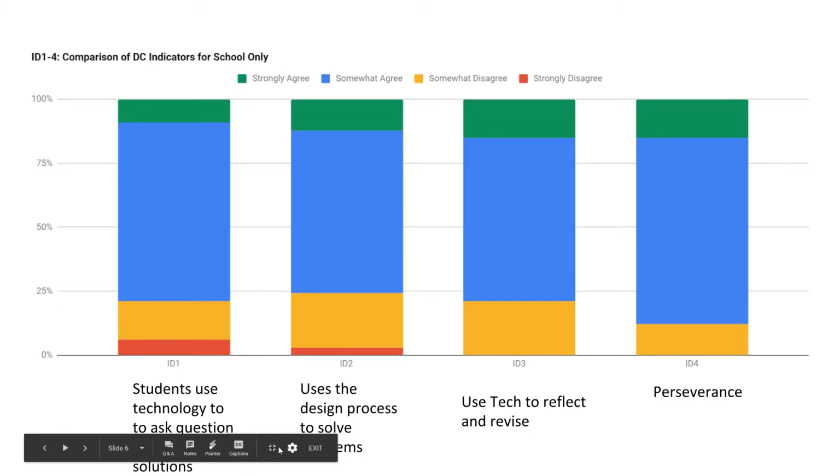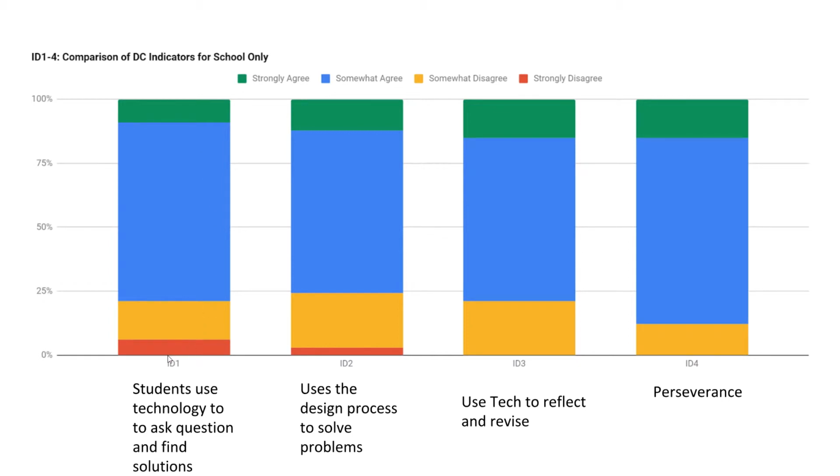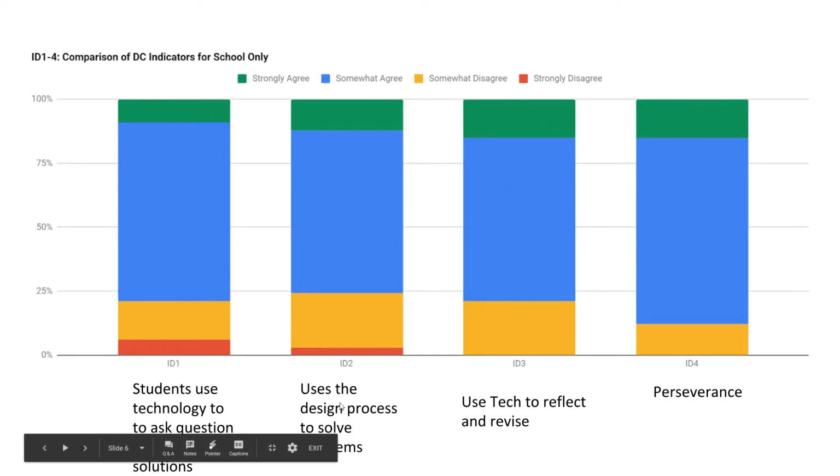So our data shows that, this is in my way, but the data shows that, our first question asked, are students using technology to ask questions or to look for answers? And here you see the yellow and the red is somewhat disagree and strongly disagree. So these are the disagrees. And the blue and the green are the agrees. So here we have use the design process to solve problems. So we're about 25%. And use technology to reflect and revise, a little bit under 25%.